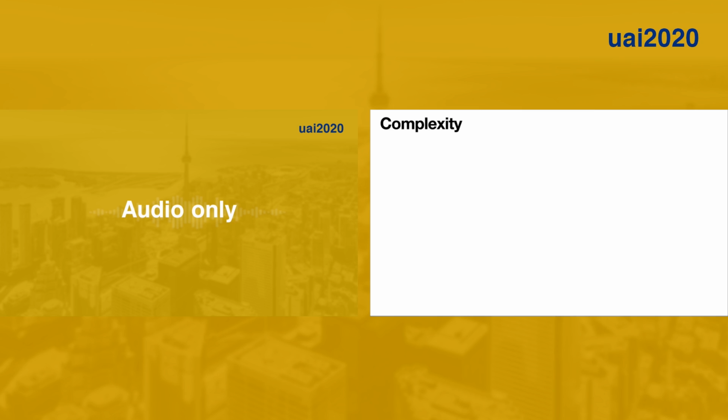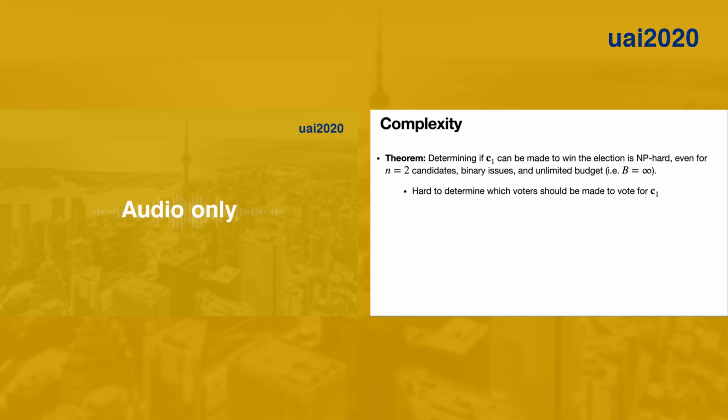Now let's look at complexity. And although this is a continuous optimization problem, it ends up being the case that it's NP hard, even for 2 candidates, binary issues, and an unlimited budget. And the reason that this is hard is that the problem boils down to a combinatorial selection problem. We're essentially trying to determine which subset of voters to make vote for our desired candidate. So even though W itself is continuous, we still end up having this kind of binary selection process.